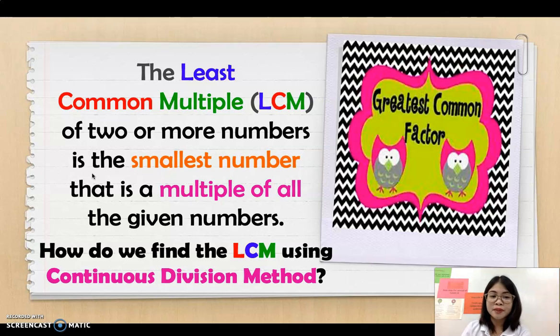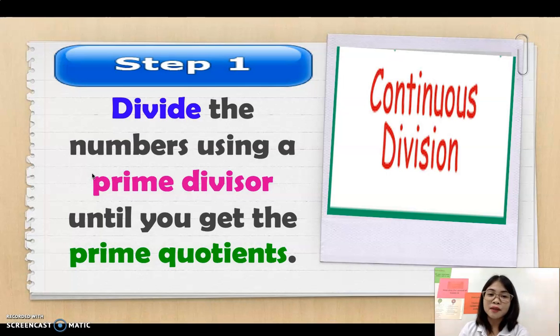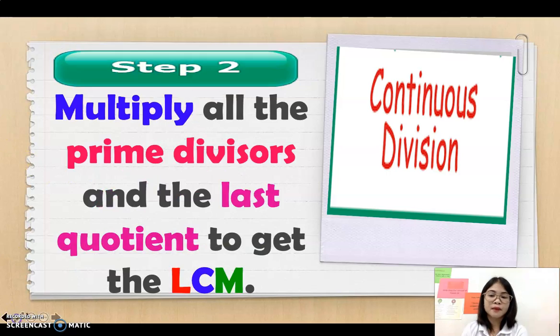So there are steps that we are going to follow. First, divide the numbers using a prime divisor until you get the prime quotient. So again, when you say prime numbers, these are whole numbers greater than 1 that have only two factors, 1 and the number itself, such as 1 times 2, which is 2, and then 3, 5, 7, 11, and so on. Next, multiply all the prime divisors and the last quotient to get the LCM.